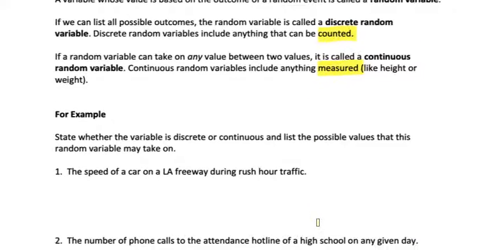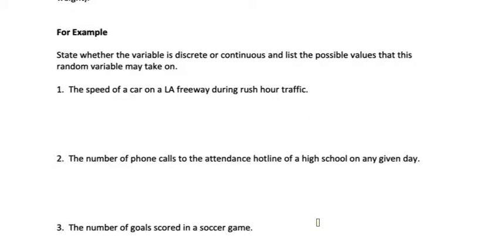So for these first examples, we want to state whether the variable is discrete or continuous and list the possible values that this random variable may take on. So the first one is the speed of a car on a LA freeway during rush hour traffic. Speed is something that we measure in miles per hour, generally if it's a car, and so that means that it is continuous.